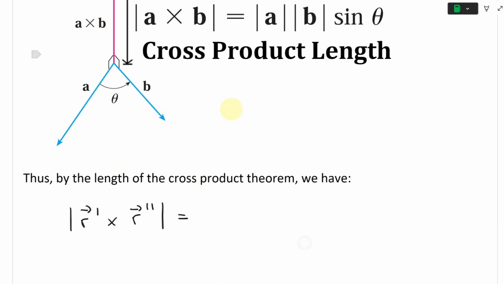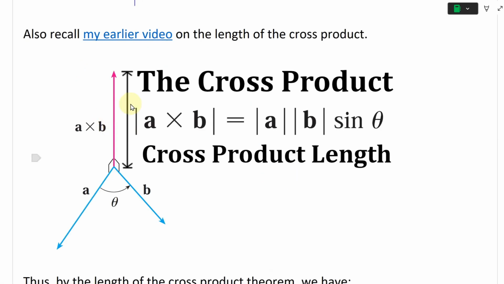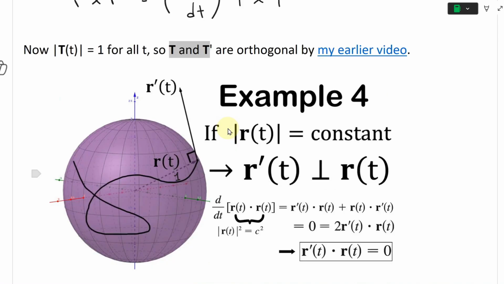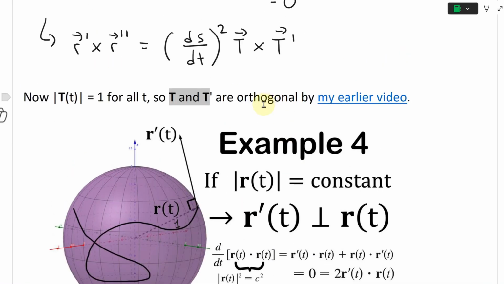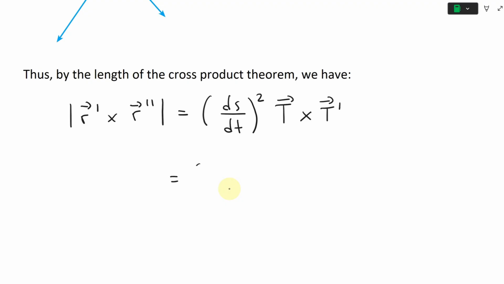This equals (ds/dt)², and now we have the unit tangent vector cross with the unit tangent vector derivative, like that. These ones are orthogonal, in other words 90 degrees, so we're going to apply this one right here. All right, so this is going to equal, again, ds over dt, which is just a scalar, so keep that out of there.